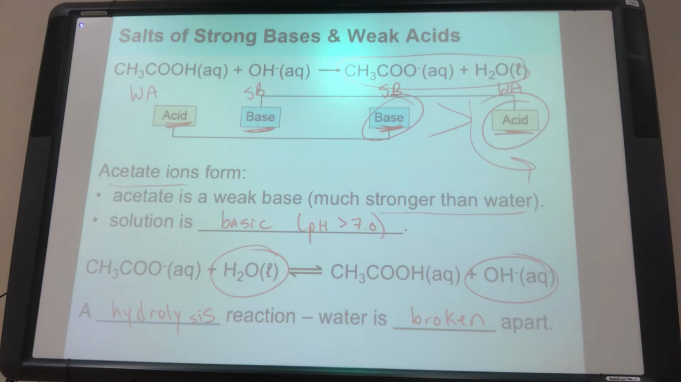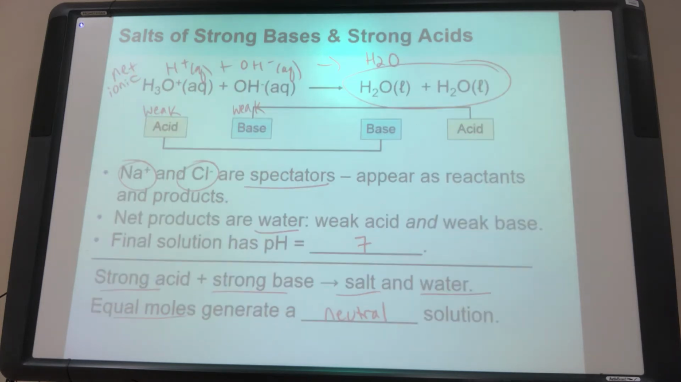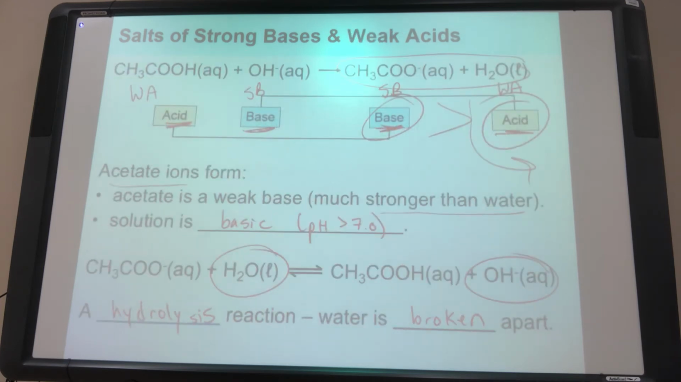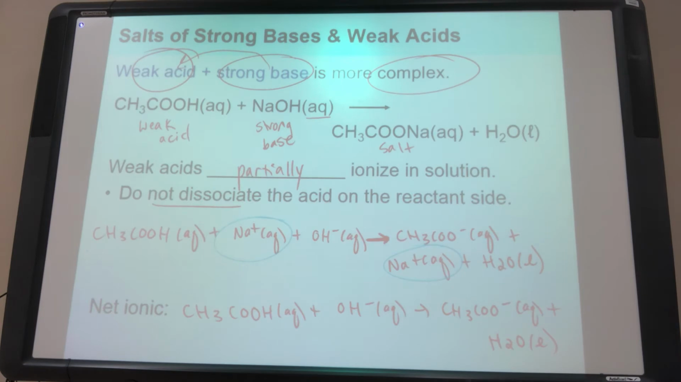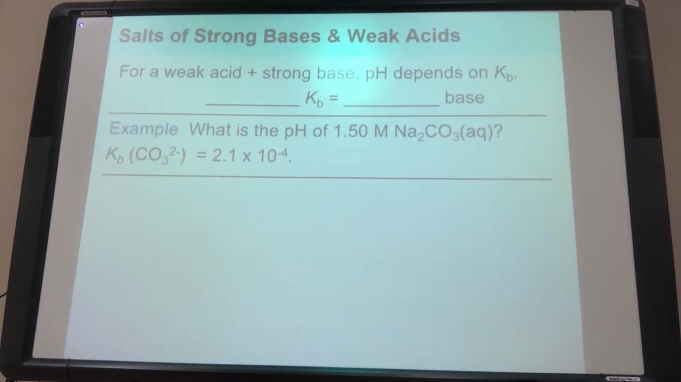All right, so let's look at a problem. Because if it's just strong acid, strong base, we don't even have to do any math. If it's strong, it's automatically 7. But if it's weak and strong, I know that since the base is strong, it's going to be basic, and the pH is going to be bigger than 7. But what if I want to know what the actual number is, and I want to be specific rather than just knowing it's greater than 7? So let's look at a problem. Well, first let's look at this. It says for a weak acid and a strong base, the pH depends on Kb.